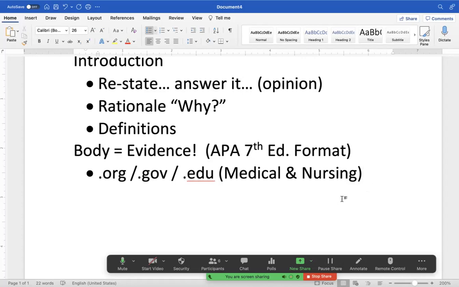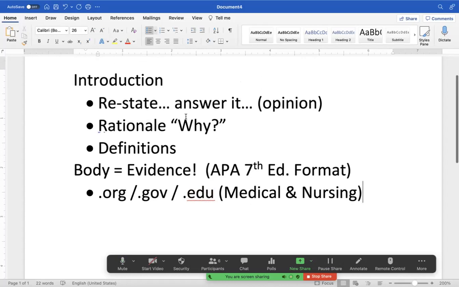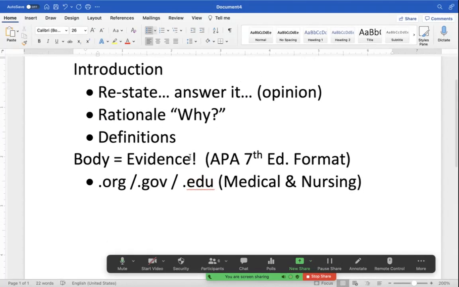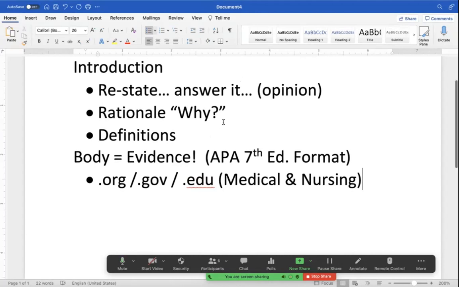So look for something that's new, that's relevant from a .org, .gov, .edu to back up your opinion, to back up your rationale, or to tell me where you got those definitions from. And that's the important part of an actual post. Do you have actual evidence of where you got your information from?